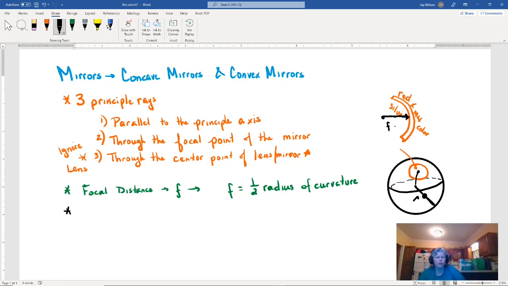Then we have a couple others. We have image distance, which is indicated with DI for image distance, or SI. I think our book uses Q. And then we have object distance.